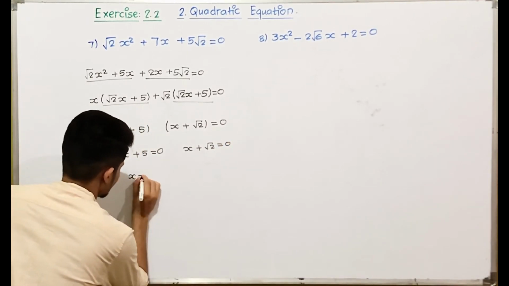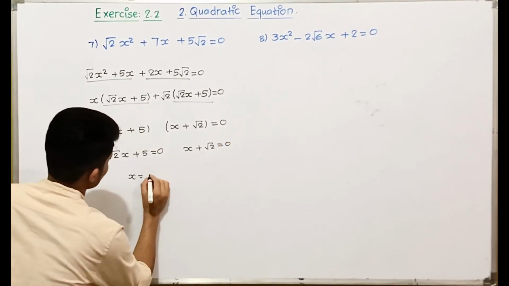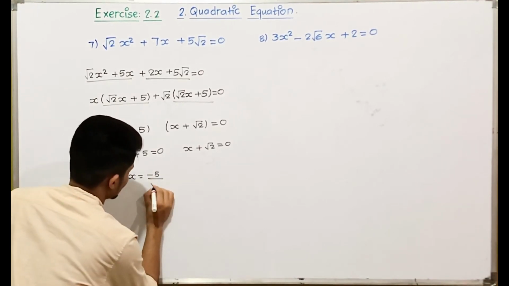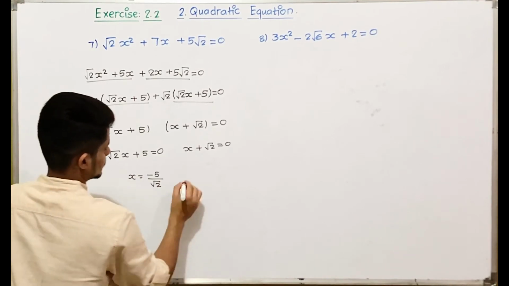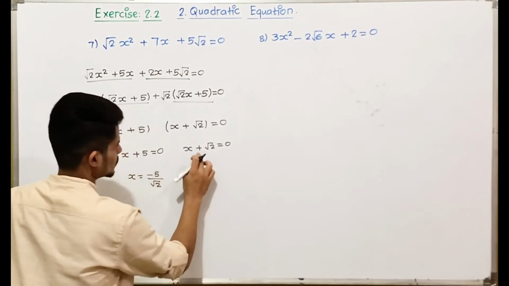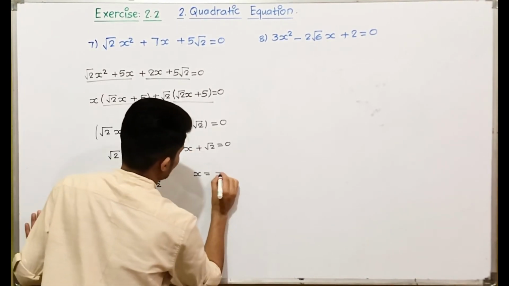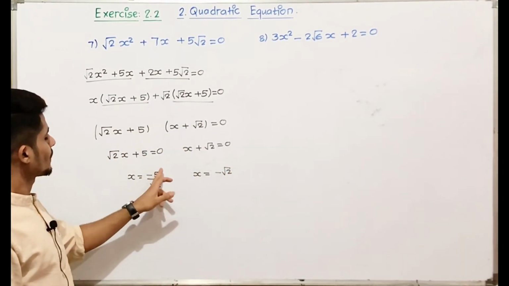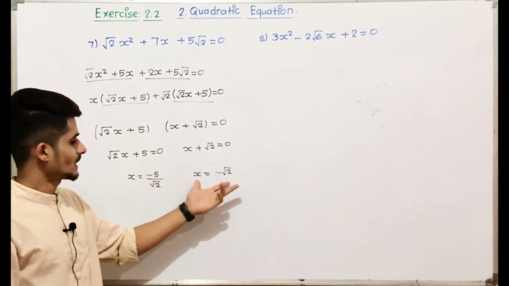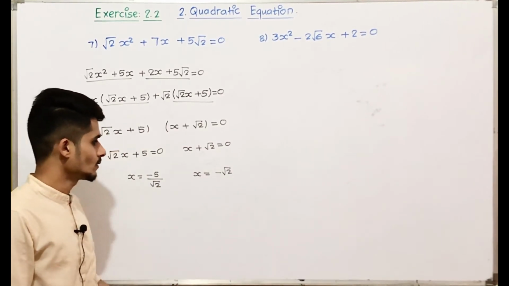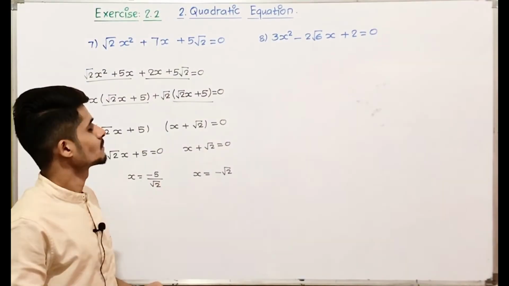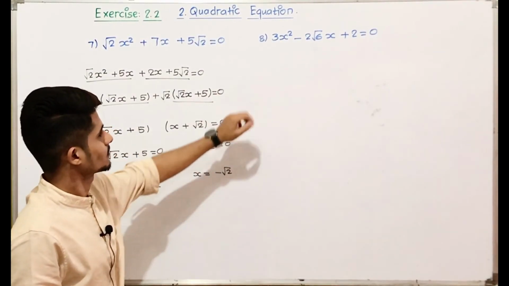So x equals plus 5 goes there, minus 5, and √2 here is multiplied, so it will go there and divide. Similarly, x equals plus √2 goes there, minus √2. x = -5/√2 and x = -√2 is the solution for this quadratic equation. Similarly, we'll see sum 8.